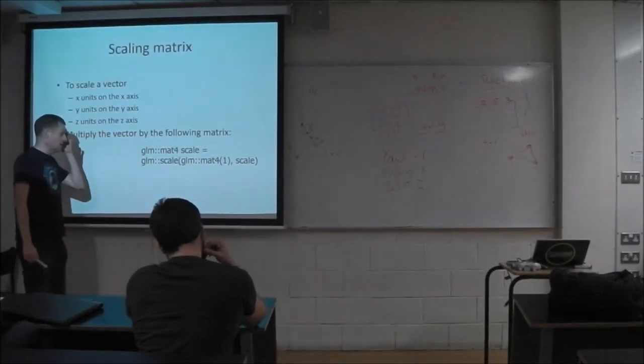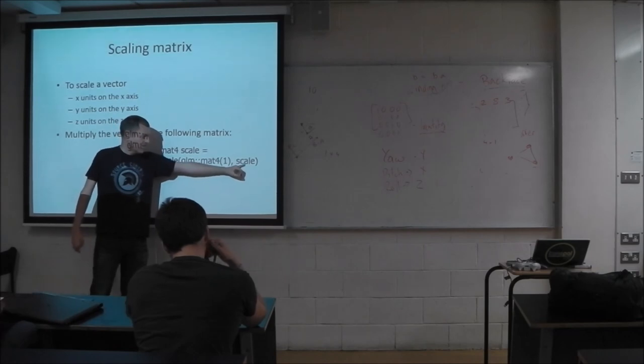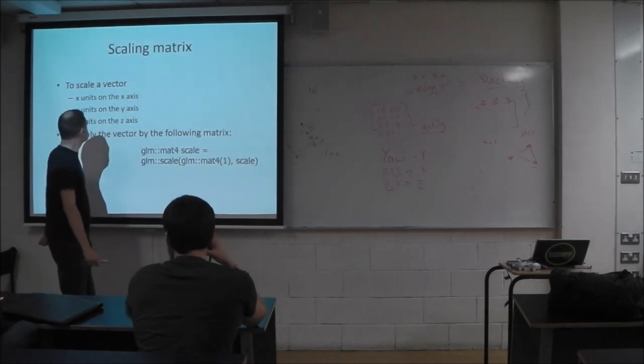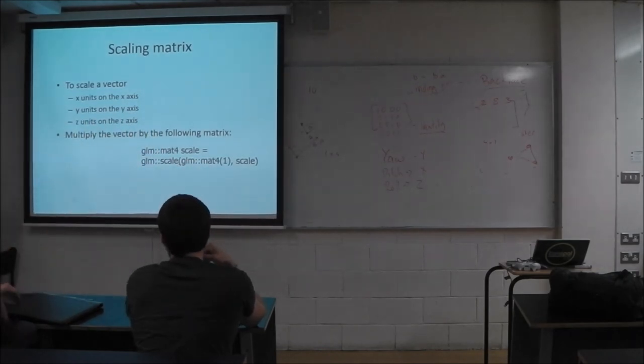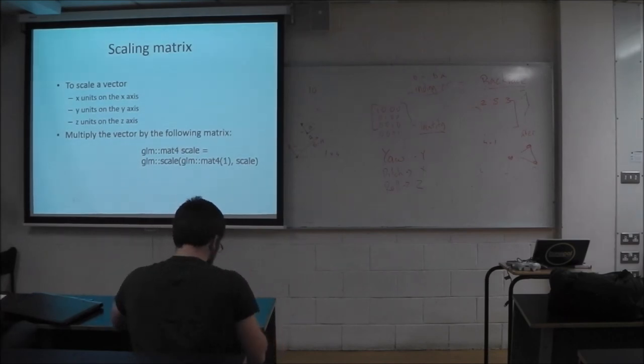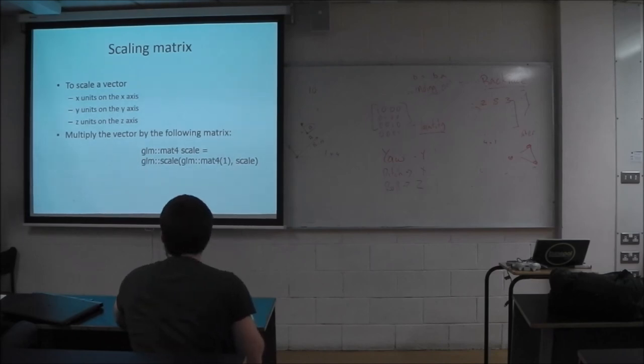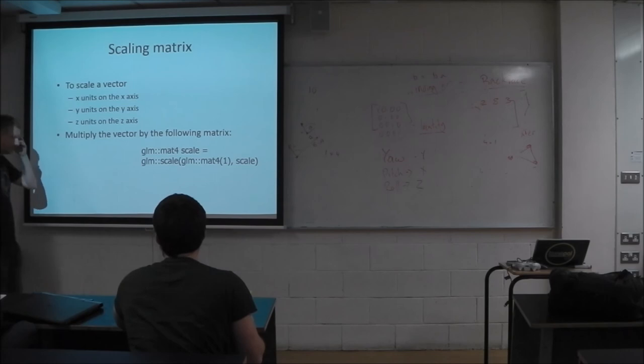You go GLM, call it scale. You pass in the matrix you want to add scaling to, and then the second parameter here, it's a vector. Okay, and you specify how many units on the x-axis for the x-axis scaling, the y-axis scaling, and the z-axis scaling, and that will make the scaling matrix.